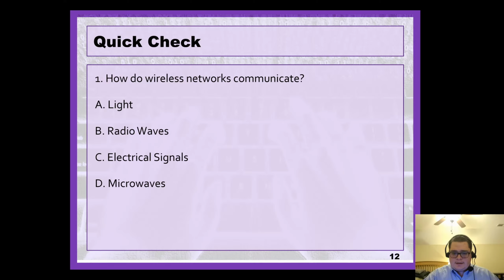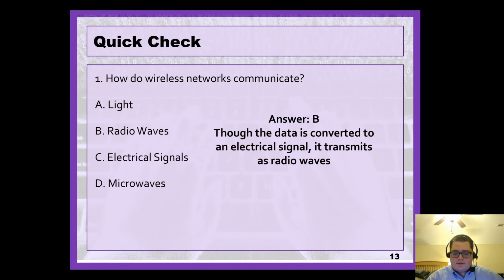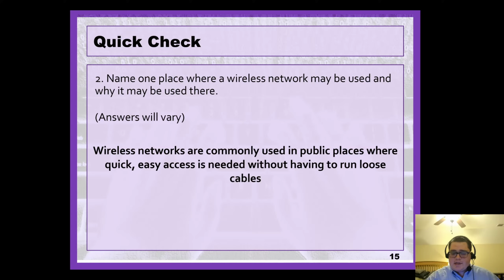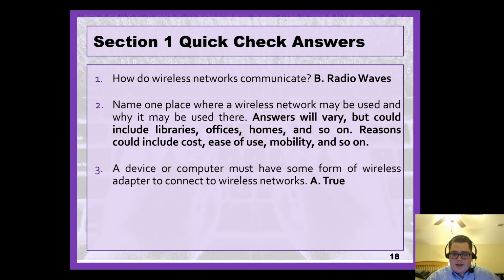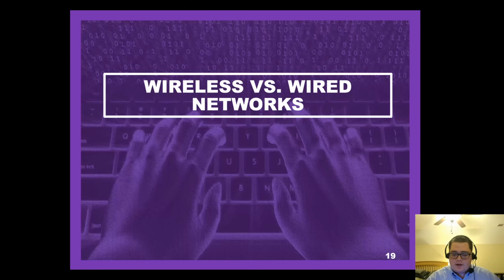Again, this is an example of the quick checks that I was talking about that are built into the lessons. This one asked, how do wireless networks communicate? And it's a simple multiple choice question where the answer is highlighted at the end with a brief explanation. I'm going to skip the quick checks just because I don't expect you guys to sit there and answer questions, but I just wanted to give you a look at what they look like.